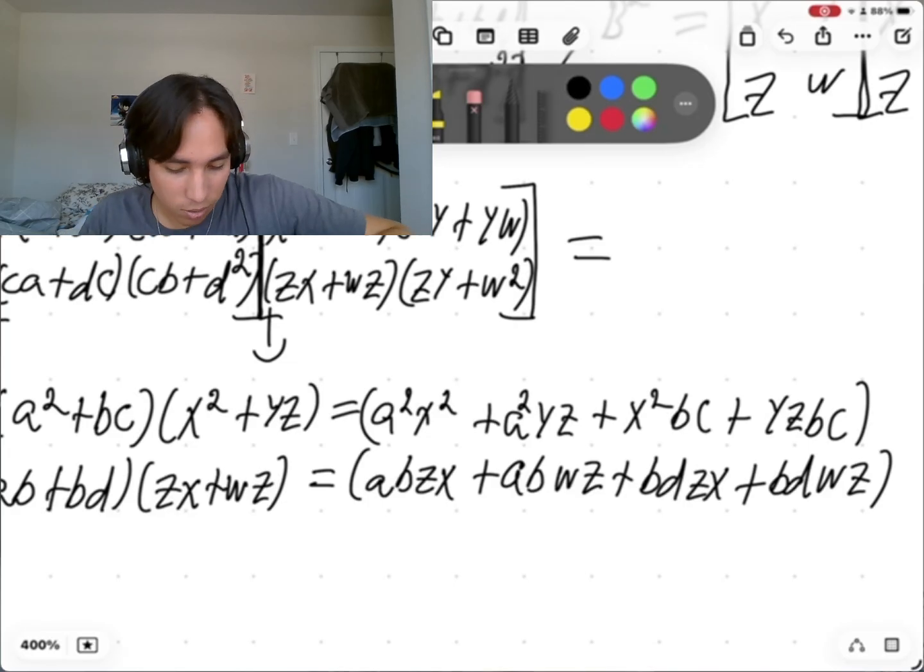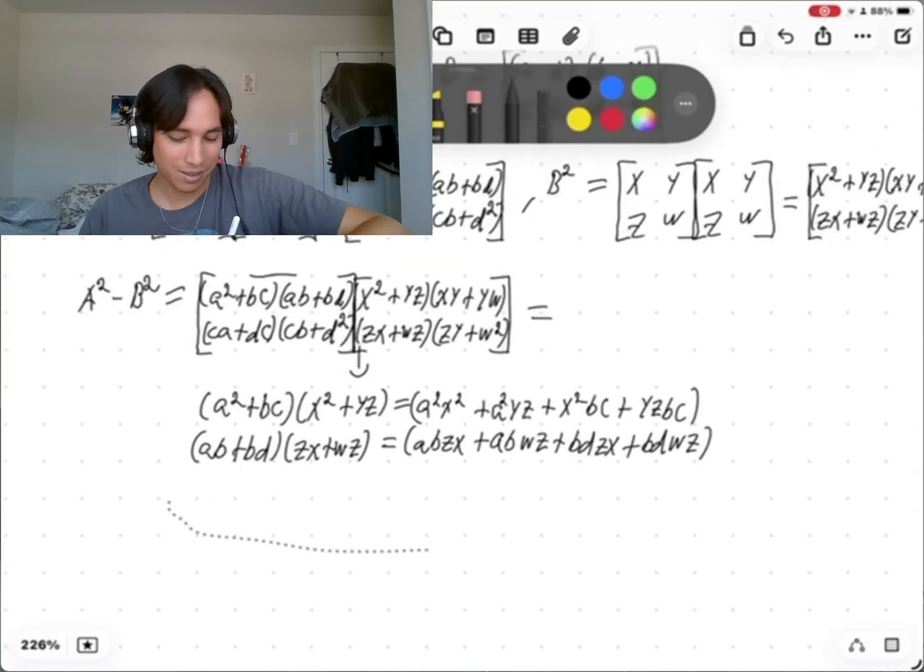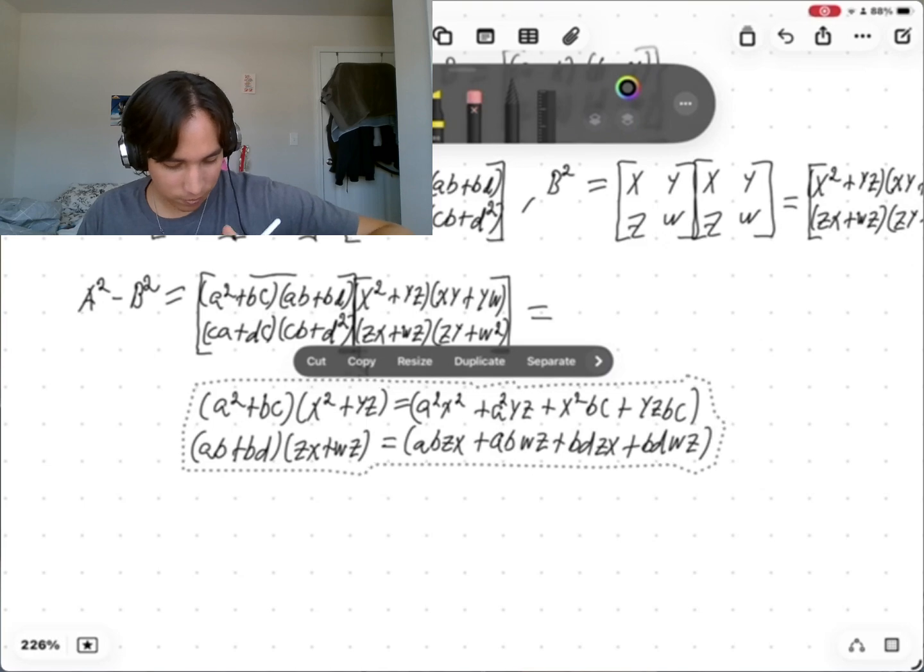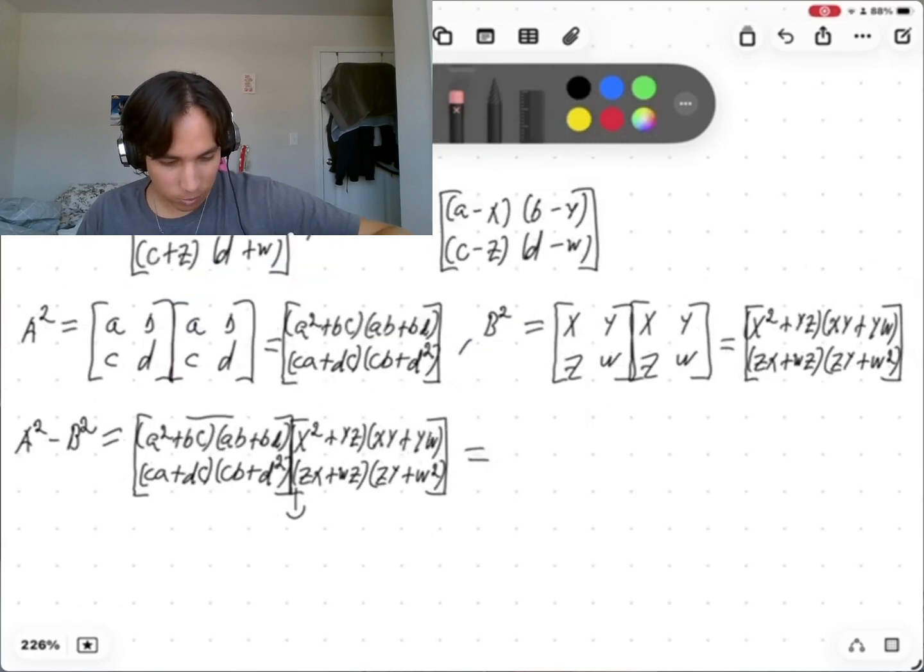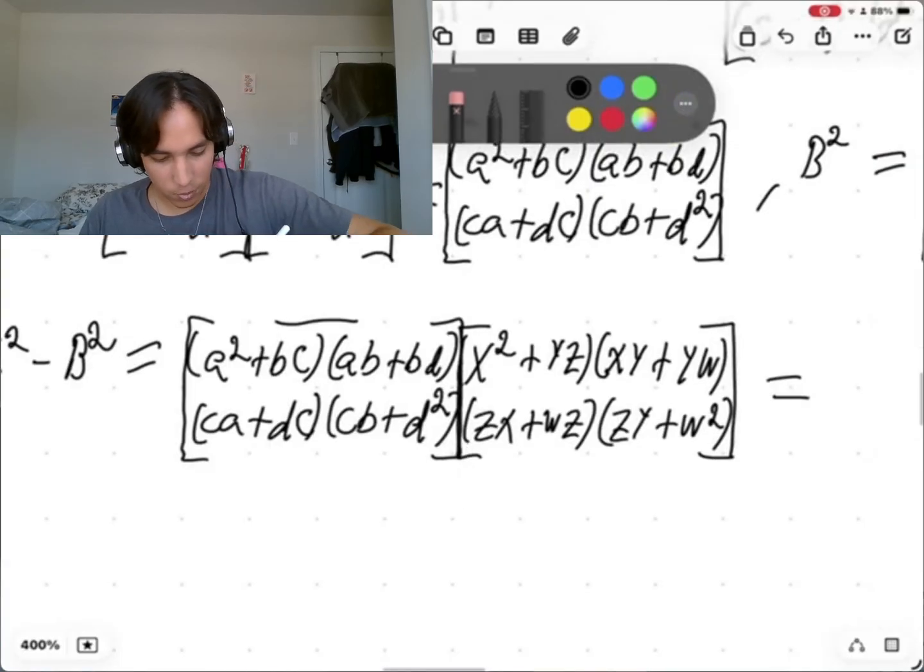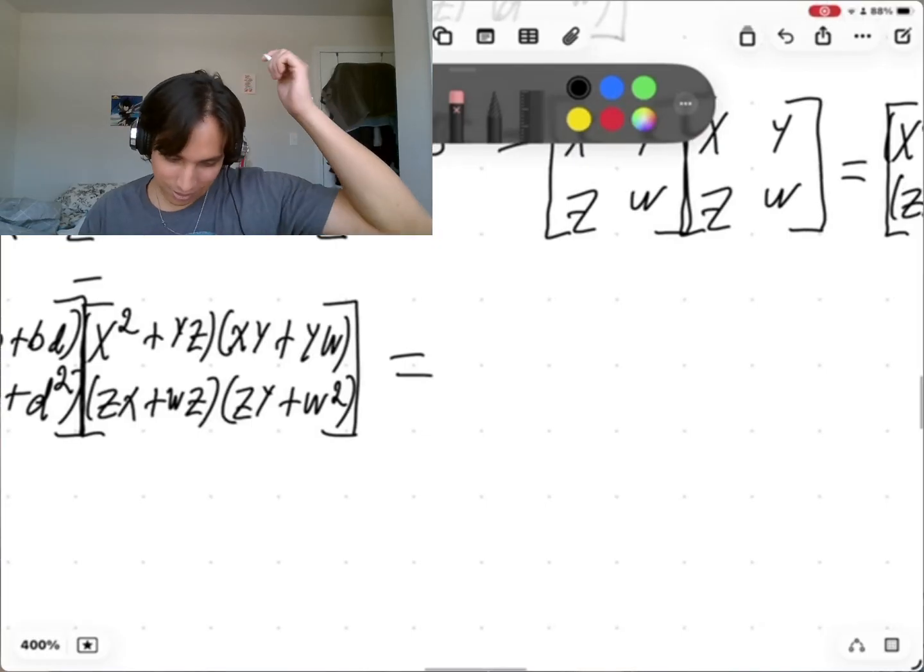No, wait, we are actually... I'm so dumb. We're not multiplying. I forgot. We are subtracting, not multiplying. Imagine there's a subtraction symbol here.